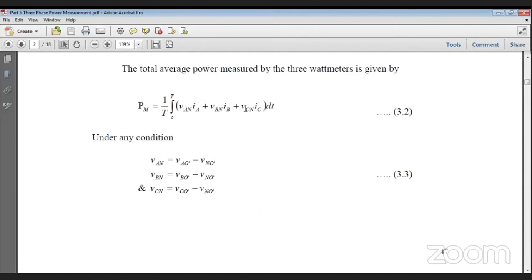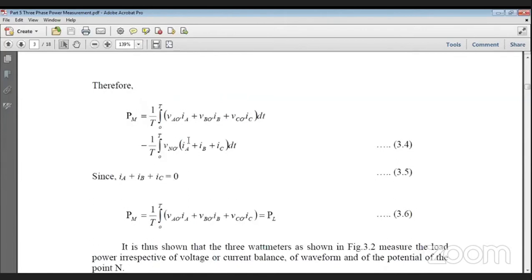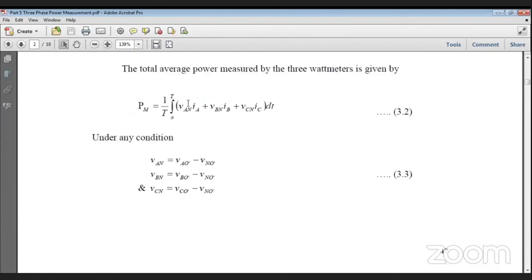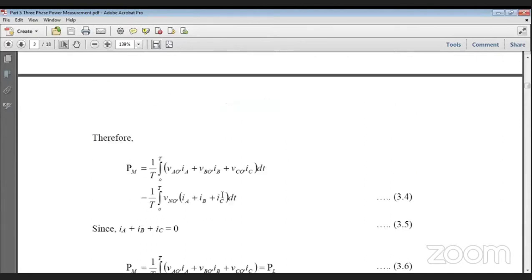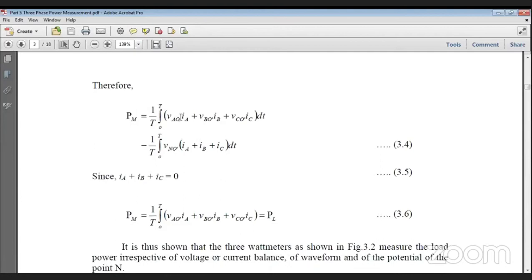Then what happens? Then I get this, because it is very simple, right? If you substitute this in this, then VAO prime into IA, VBO prime into IB, VCO prime into IC will all be added, and then minus VNO prime IA, VNO prime IB, then VNO prime IC. So see, we will have two components now. The measured power has two components. One is this, which involves the phase voltage and the phase current, and the other one is this.